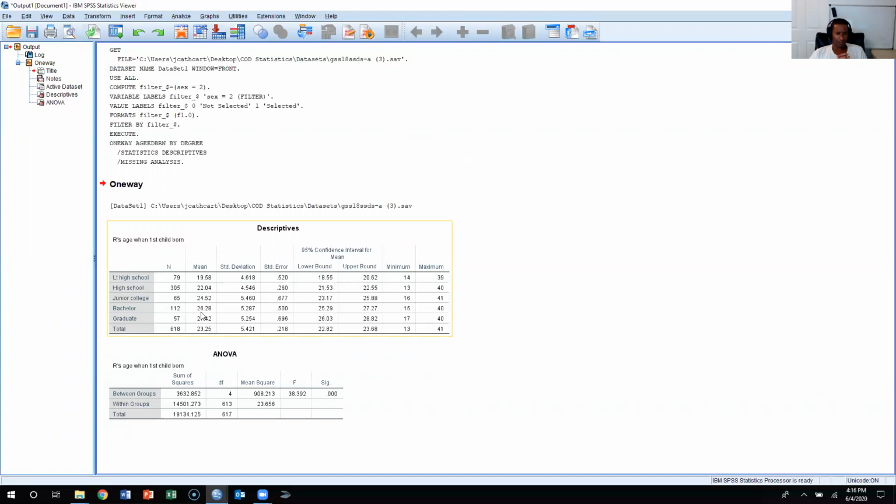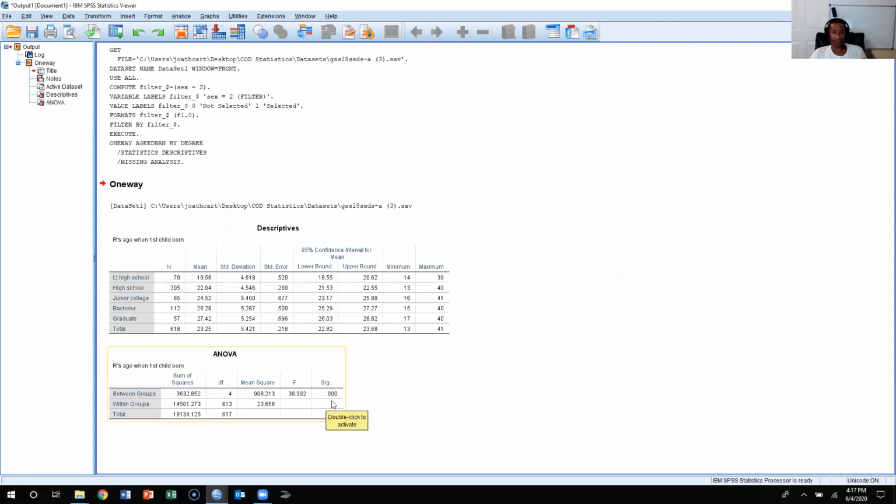What we have here is the between groups degrees of freedom and the within groups degrees of freedom. If you were hand calculating this, you would use those degrees of freedom. The between groups would be degrees of freedom 1, and the within groups would be degrees of freedom 2. And then you would find the F critical, and compare this F obtained, this 38.392, to the F critical. But we don't need to do any of that because SPSS does it for us.